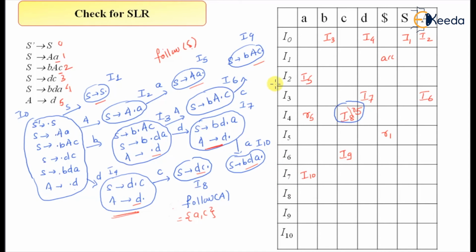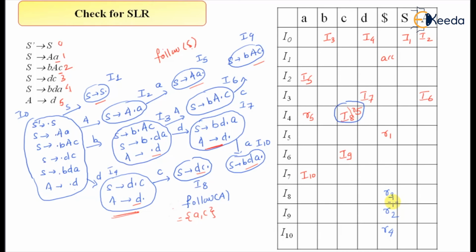Let's go to I8. I8 is DC dot, and the production number is 3. So I will write R3 in follow of S, which is nothing but dollar, so R3 goes in the dollar column. I9 consists of BAC dot, and that is R2, and that also goes into the dollar column. I10 is BDA dot, which is R4, and that also goes to the dollar column.